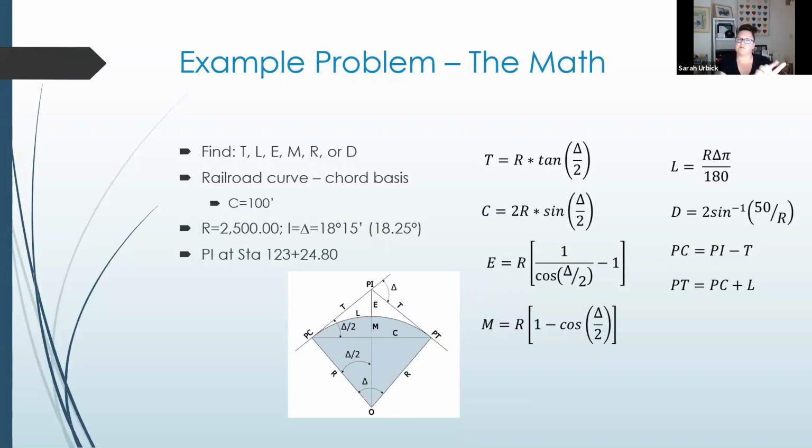Here, we're just going to work in reverse. We're going to take the station of our first point. We calculated our total length of the arc already based on the radius and the angle we were given, 796.31. So when we add that to our point of curvature, 119 plus 23.25, what's our point of tangent?